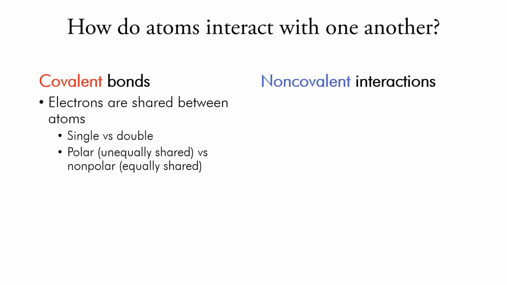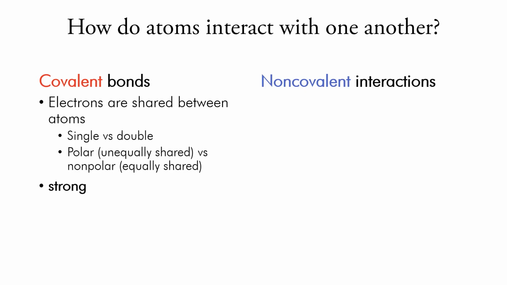But these bonds can be single bonds or double bonds. Once in a blue moon, you'll see a triple bond, but that's pretty rare. And even within covalent bonds, a bond can be polar, in which one atom is more electron greedy, and the electrons spend more time with that atom. You get almost a partial charge, so to speak. It's a polar bond. Or you could get a nonpolar bond, where the covalent bond does not have any unequal sharing. In better terms, the electrons are equally shared.